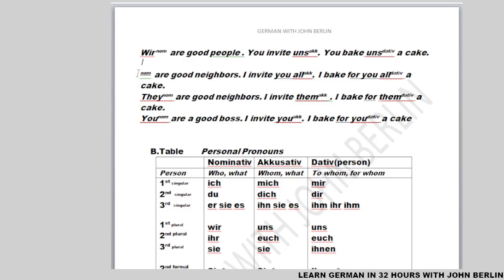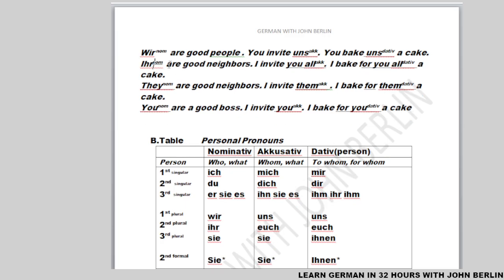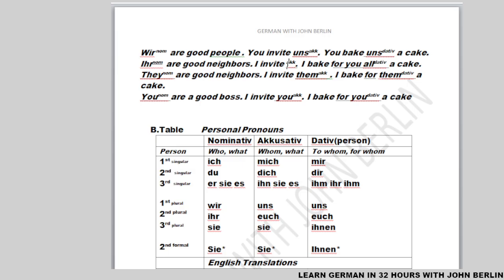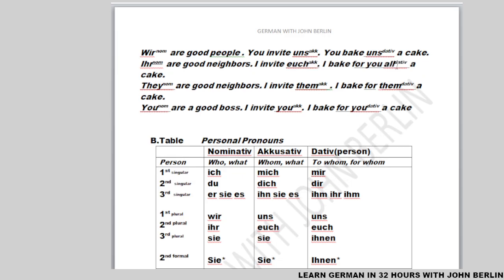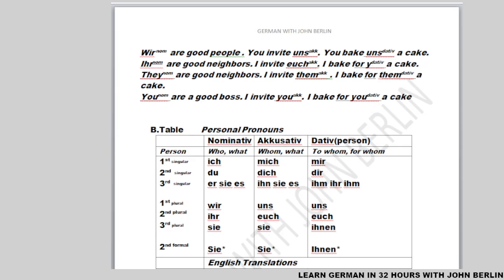How do I write ihr? Let's see if I can. Right. Ihr, which is you all. I invite you all, which is what? Euch. You all as a direct object. Euch. So instead of you all, we write here euch. I bake for you all a cake. For whom? For you all. Now, euch can also be used as dative. So, yeah. Euch.